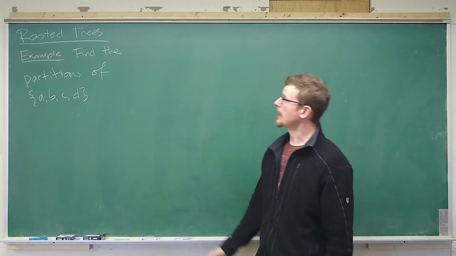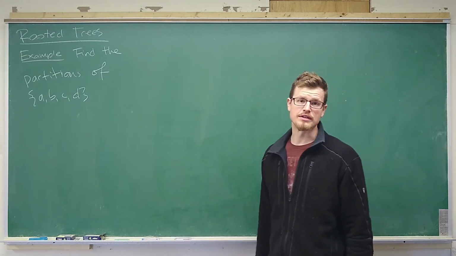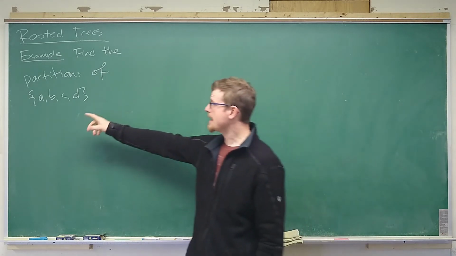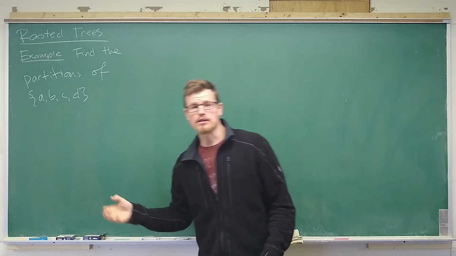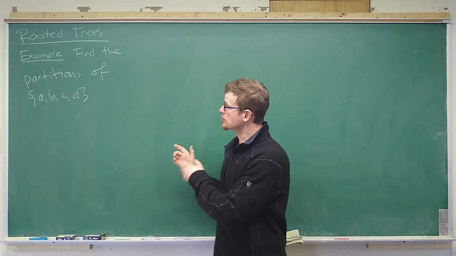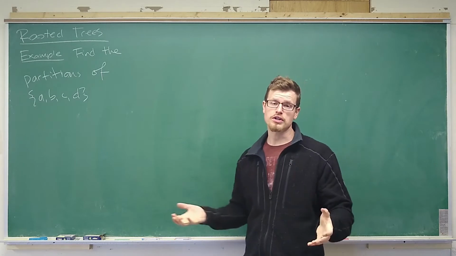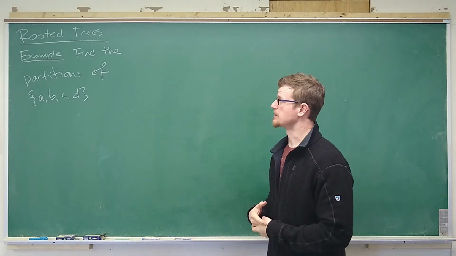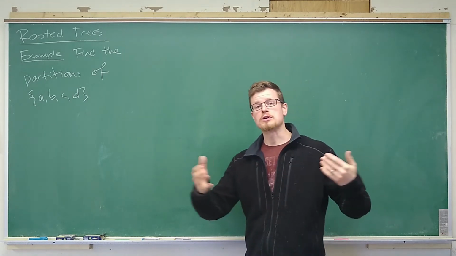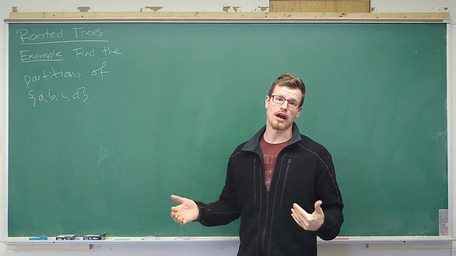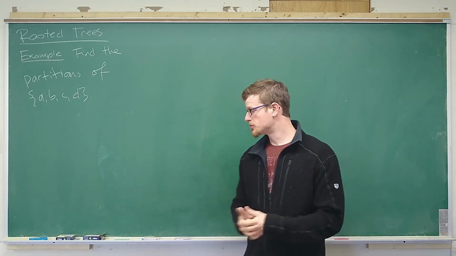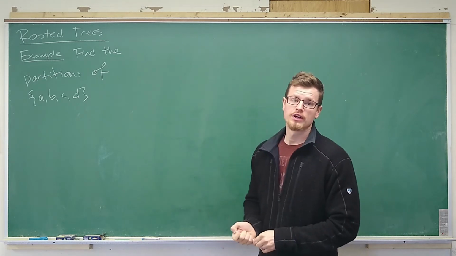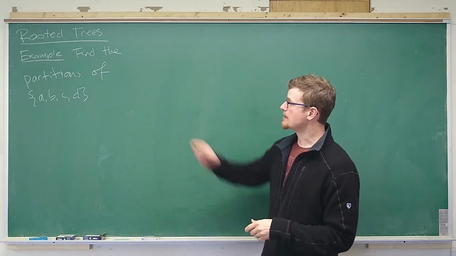We want to take a look at another example in rooted trees. For this example, we're going to find all of the partitions of the set A, B, C, D. While this example is currently for rooted trees, of course, anyone looking into finding partitions would be interested in seeing this video, because you don't have to have an in-depth understanding of graph theory or rooted trees themselves to be able to utilize this particular example. So again, let's find the partitions of A, B, C, D.